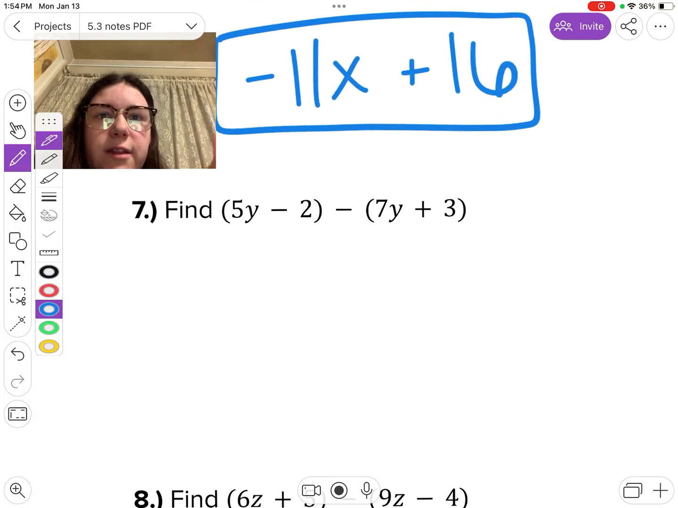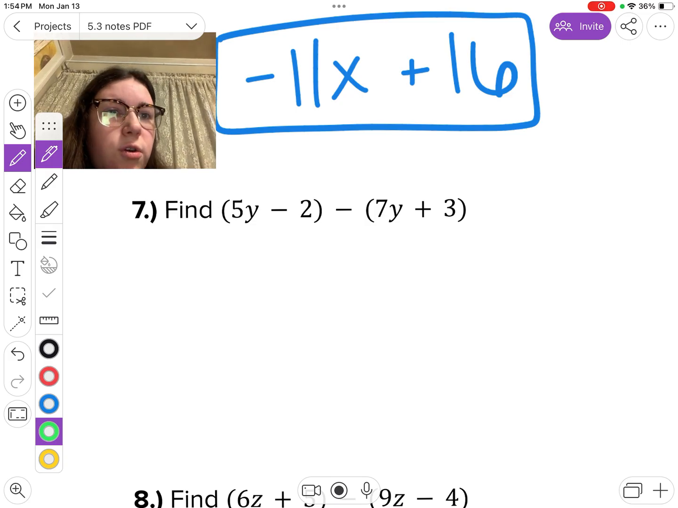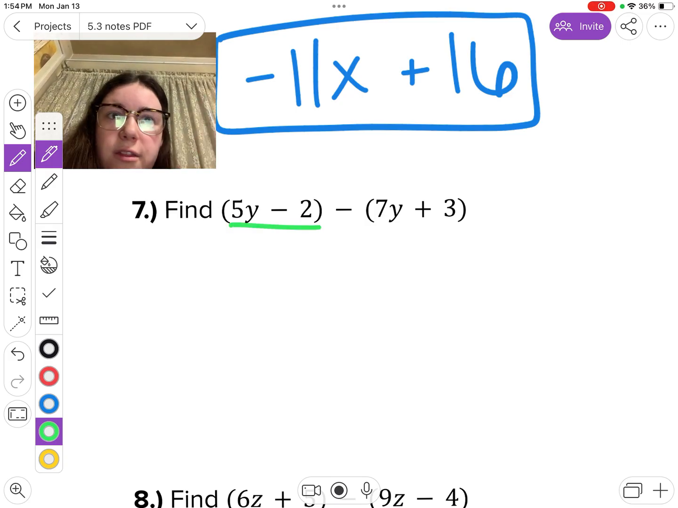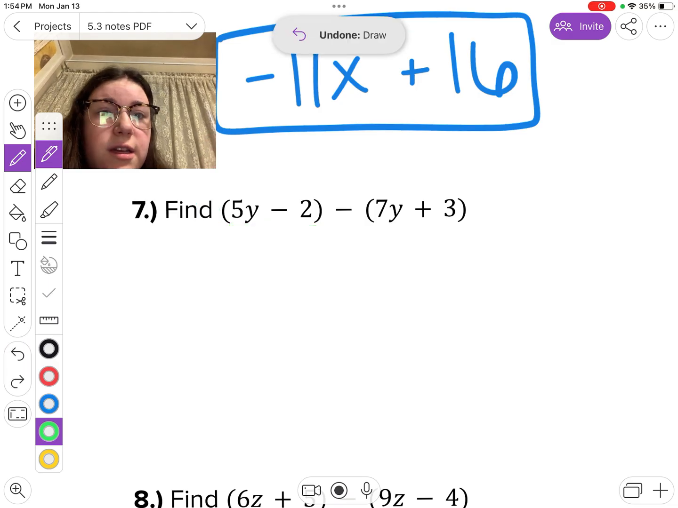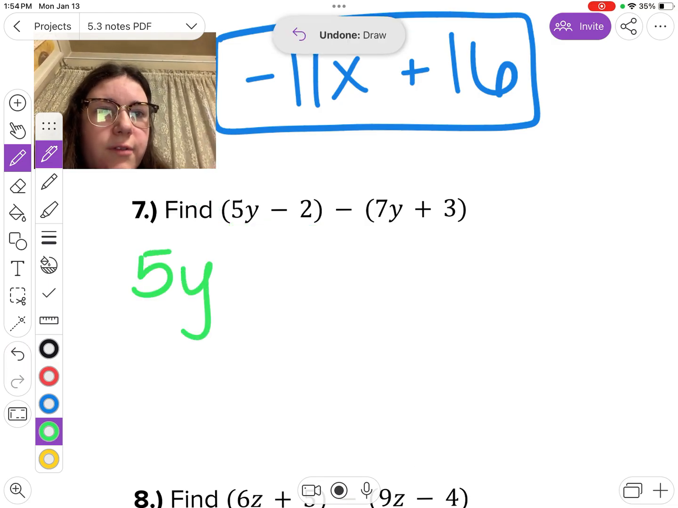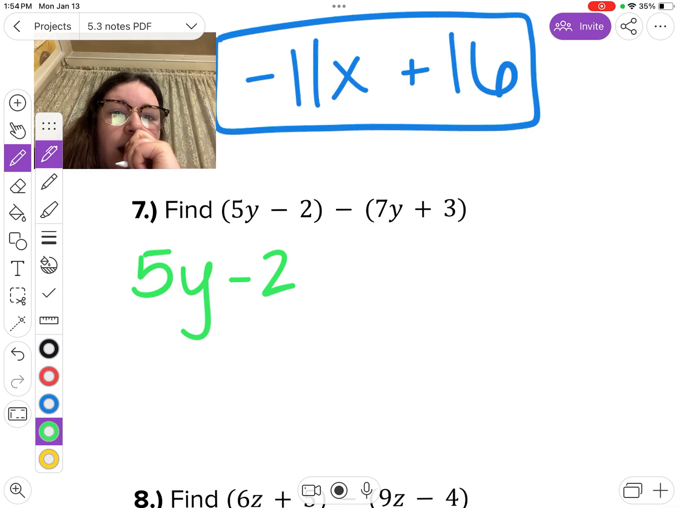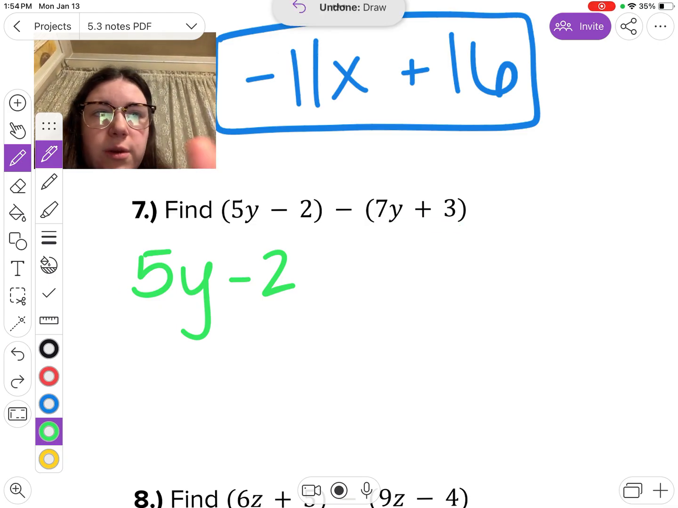Alright, let's try 7 and then I'll have you guys try them on your own. So, first off, 5y minus 2. Nothing I can combine. Nothing out front affecting it. So I'm going to just bring that down. 5y minus 2. And then I look at this part. There's nothing to combine here within our parentheses, so we're good.